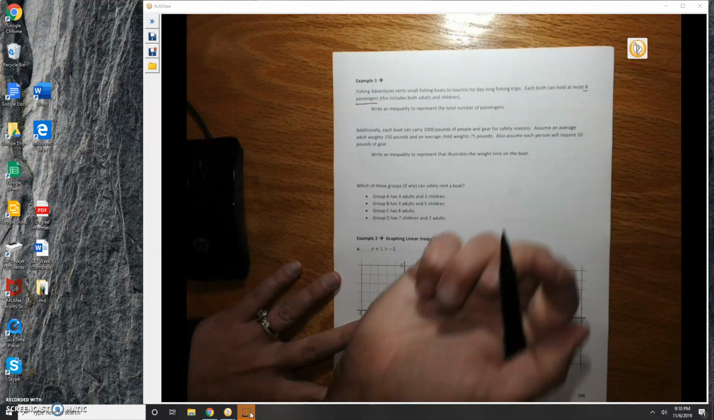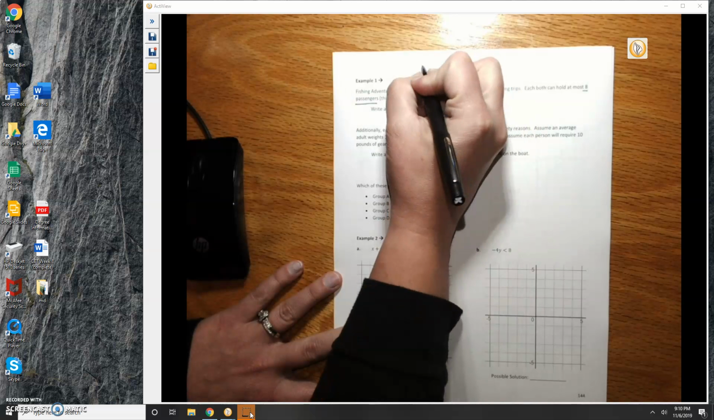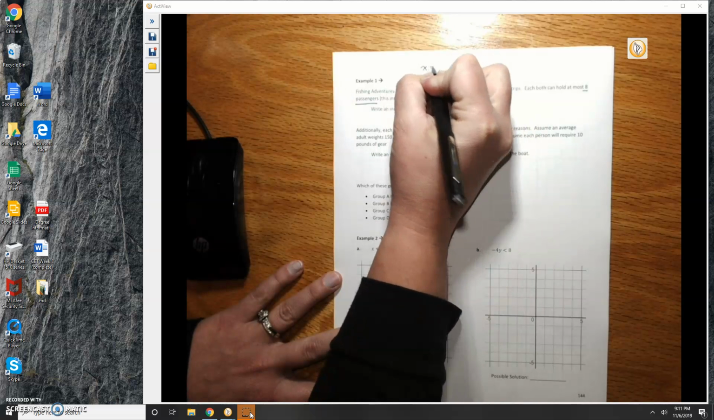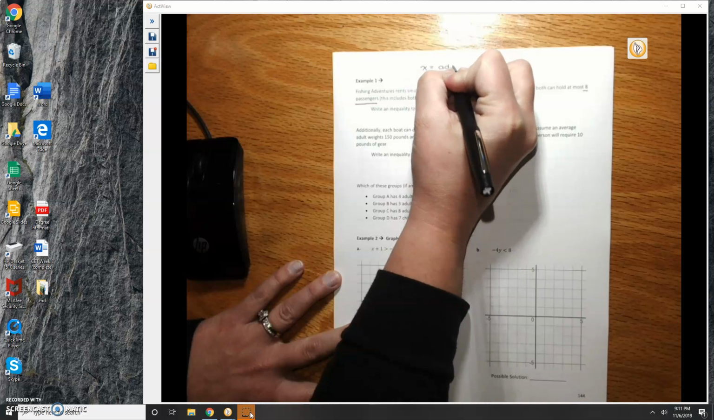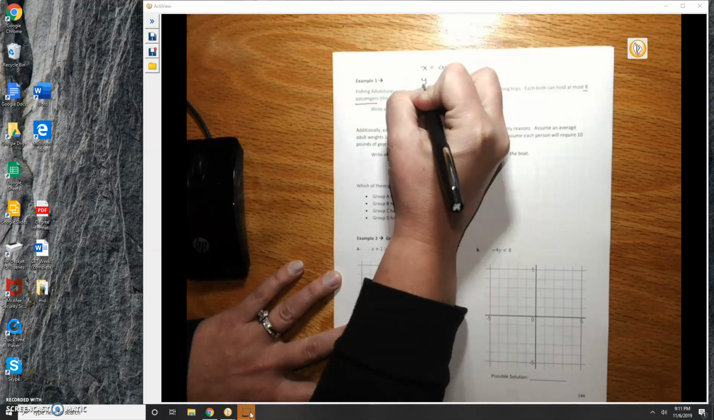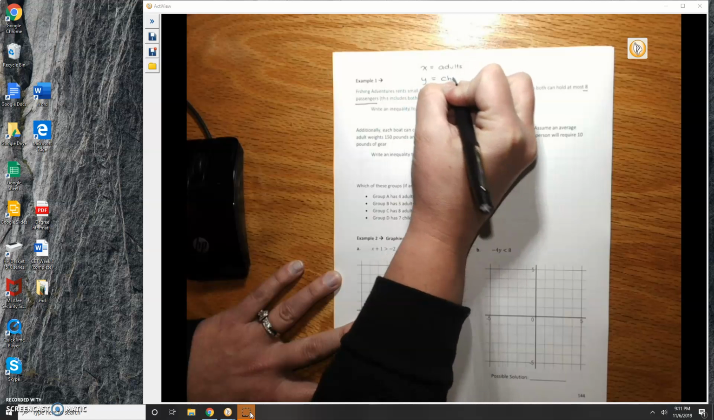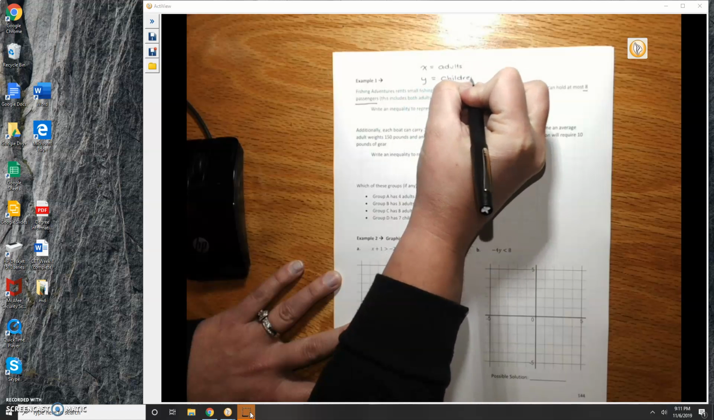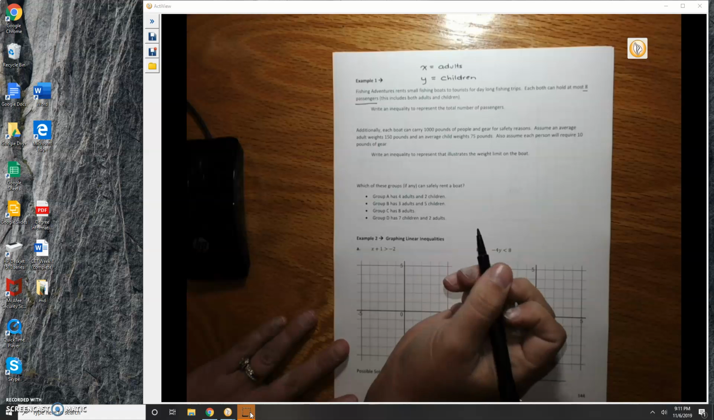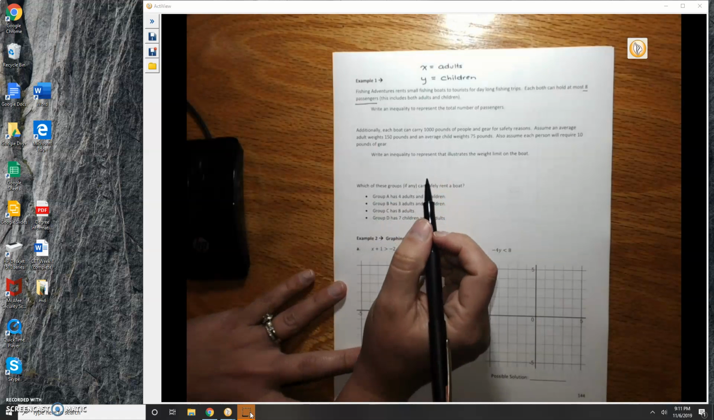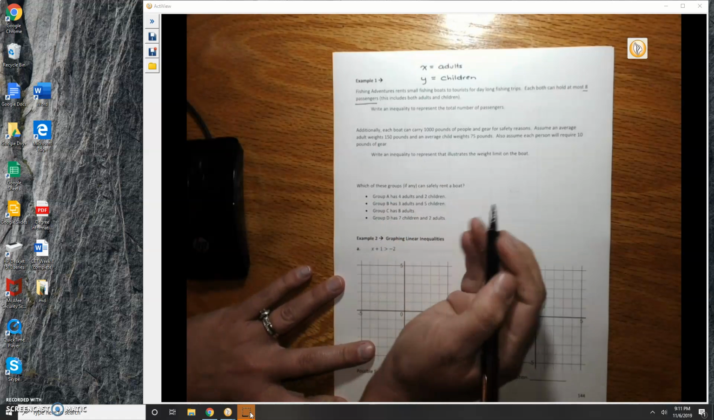Well, I'm not a very creative person, so I'm going to say let X be the number of adults. X is equal to adults. And we're going to say that Y is equal to the number of children. So X is adults and Y is children. I'm going to use that as my key. So write an inequality to represent the total number of passengers.